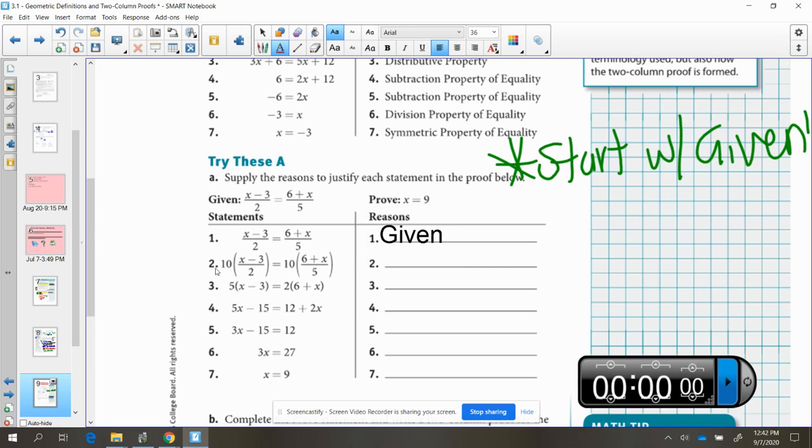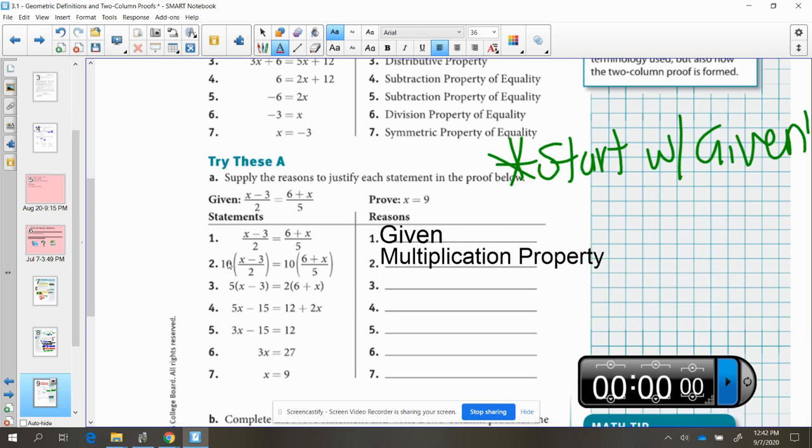And then from here, this is kind of a weird way to go about it, but it looks like what they did is they multiplied both sides by 10. Well, that's a property that you can multiply on both sides as long as you do it to both sides in the equation. So what they did was they used the multiplication property.